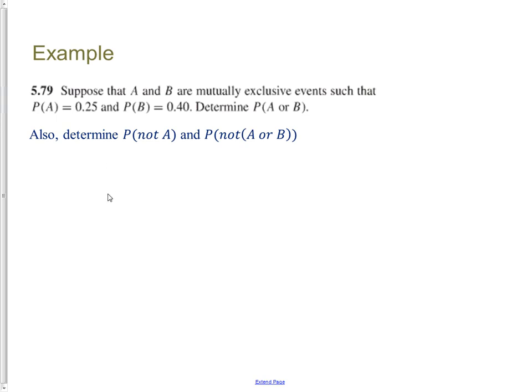All right, so let's put this into some numbers. Let's say the probability of event A and the probability of event B are given, and that A and B are mutually exclusive. Then the probability of event A or B happening is going to be the sum of those two probabilities. So we would add 0.25 and 0.40, and adding those together gives us a probability of 0.65 altogether. So the probability of event A or B is 0.65.